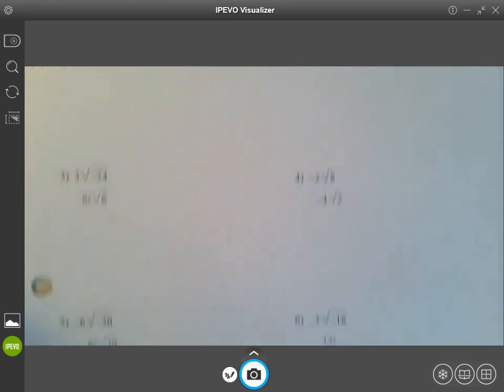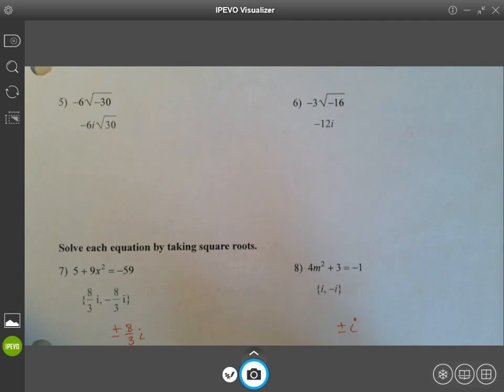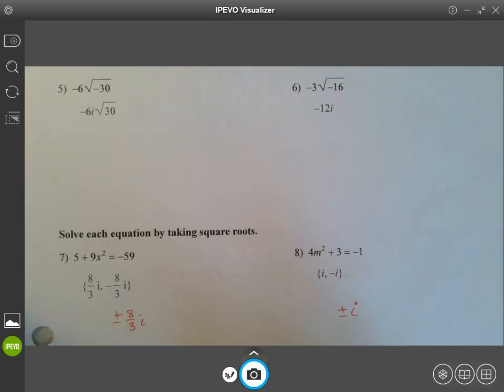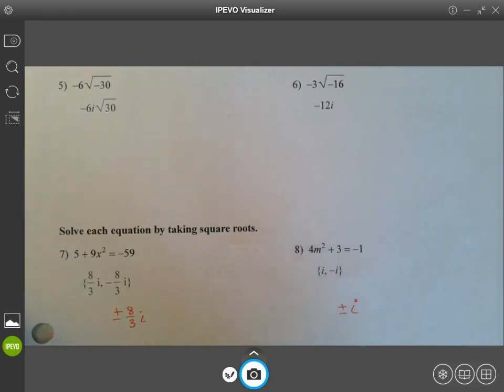All right, here are the next couple. So in the first set, 1 through 6, all you were doing was breaking a root down. So if it was negative, it stays negative. We're not solving, so you don't have that plus or minus.